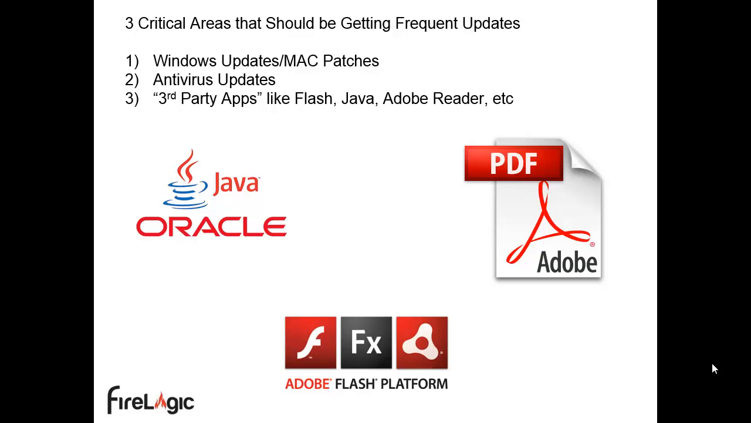And the big thing, the third one, is third-party apps. So all these cool things that we use, like Adobe PDF Reader and Java and Flash Player, these are programs that have a lot of bugs in them, and they're consistently patching. There's a new version of Java that comes out every 3 or 4 weeks at this point. Flash Player seems like every 2 weeks, Ted.